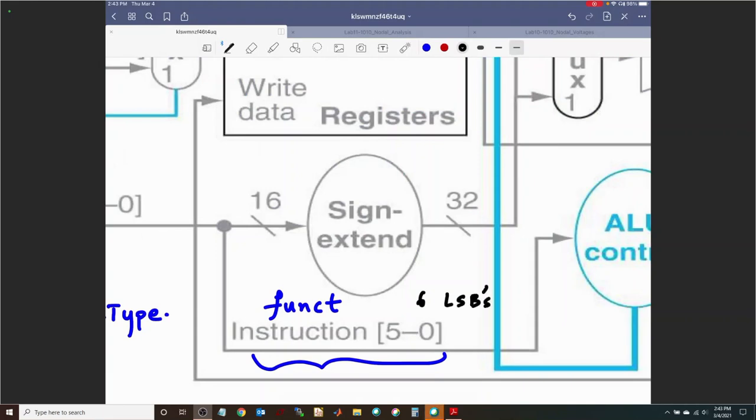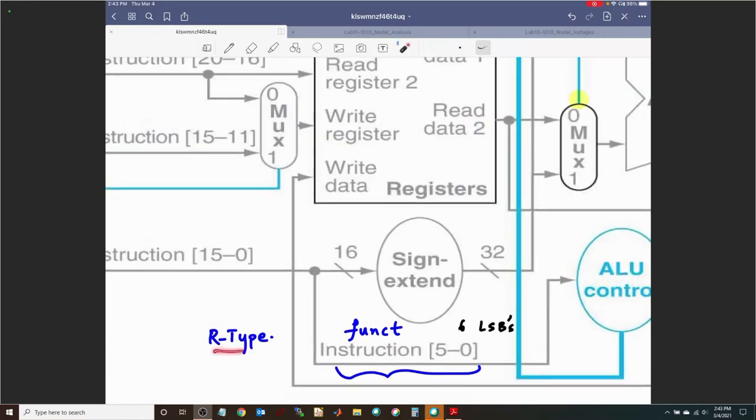Now, of course, this is for R-type instruction. If it were an I-type instruction or a J-type instruction, those 6 bits would be part of the 16-bit immediate or part of the jump address, right? So those would not mean anything at that point. It is only for the R-type instructions that this would make sense.